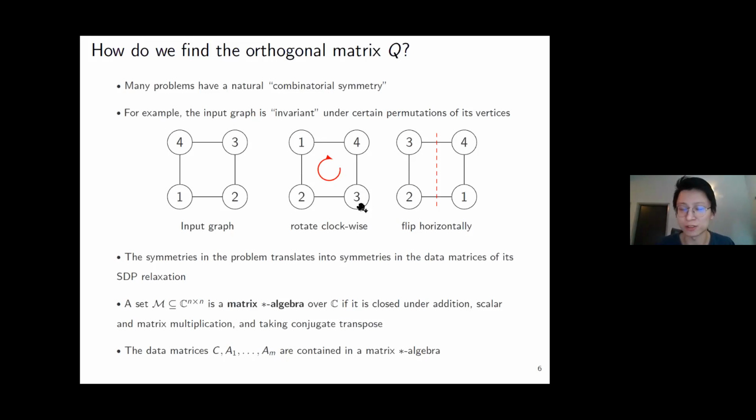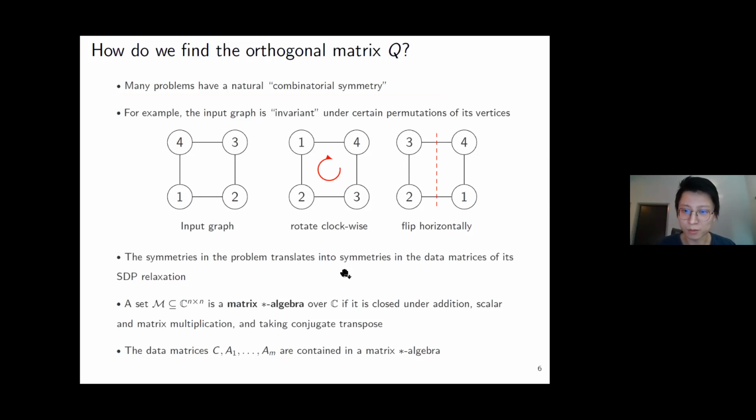And actually, these 2 permutations form a group, and all the members in this group are permutations that keep the same graph. So it turns out that the symmetries in the problem, for example, the permutations of this input graph, can be translated into symmetries of the data matrices of our SDP relaxation. That's pretty natural because you construct your SDP relaxation based on your input graph.